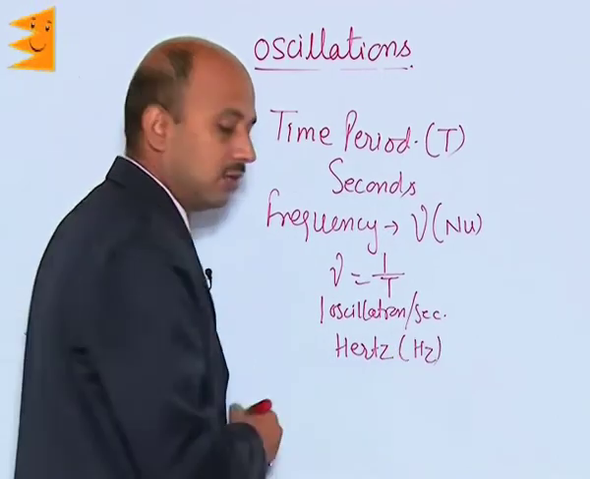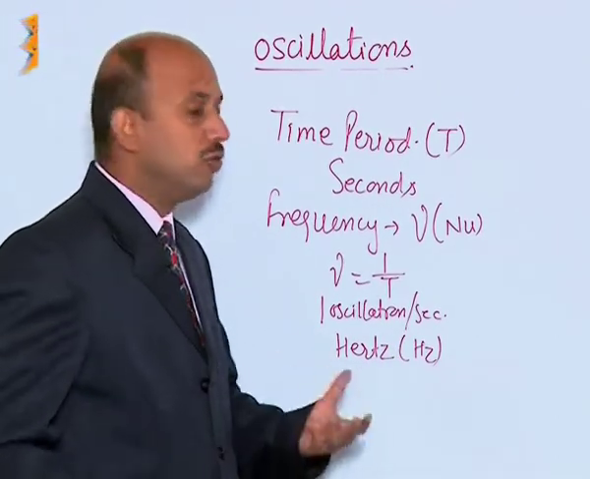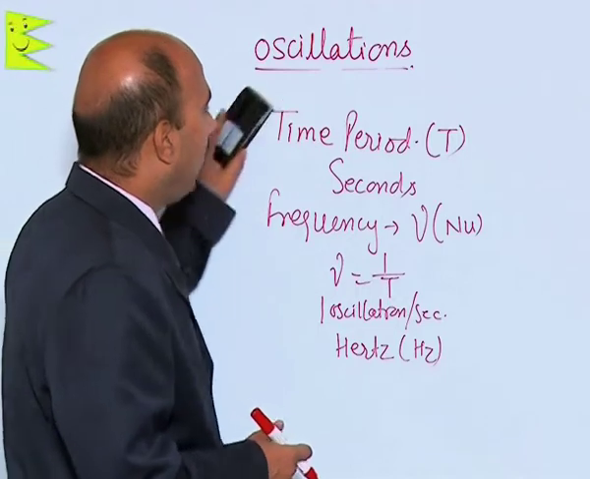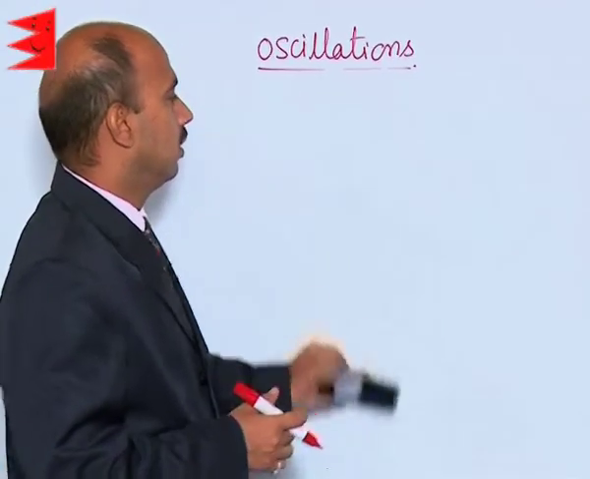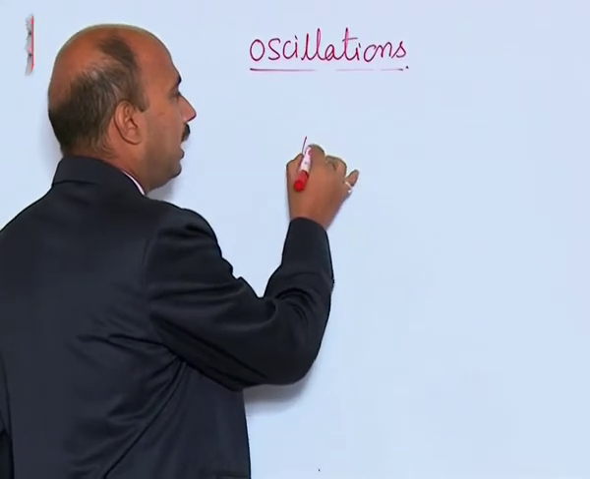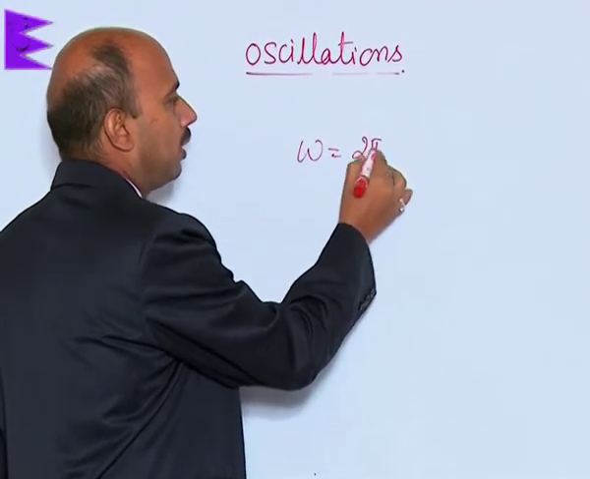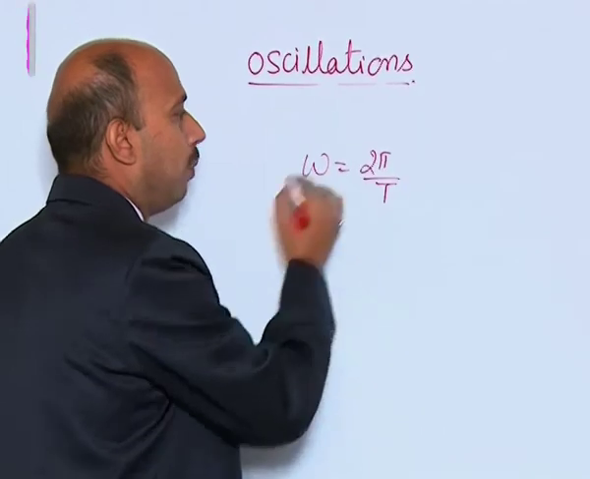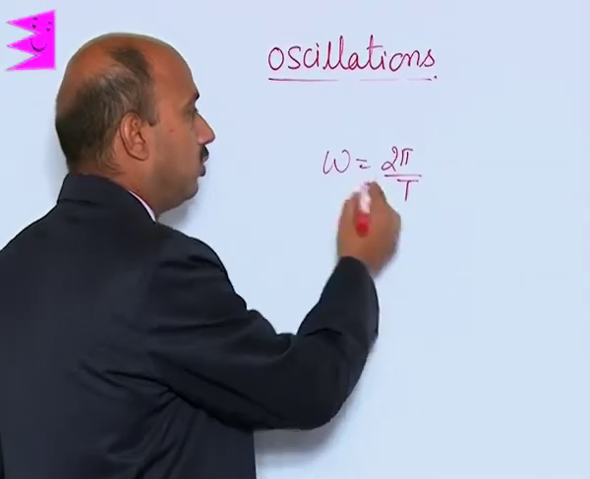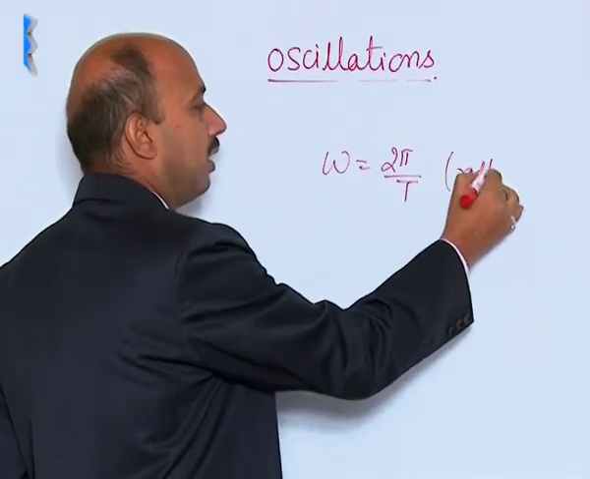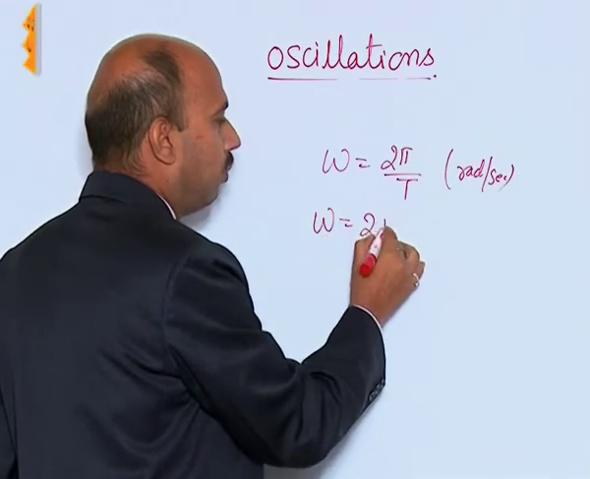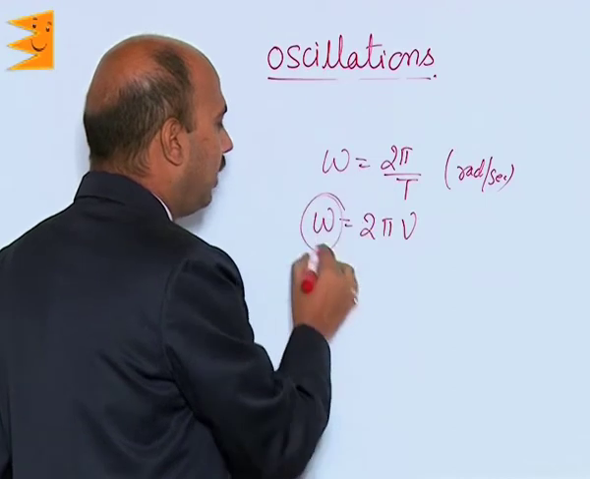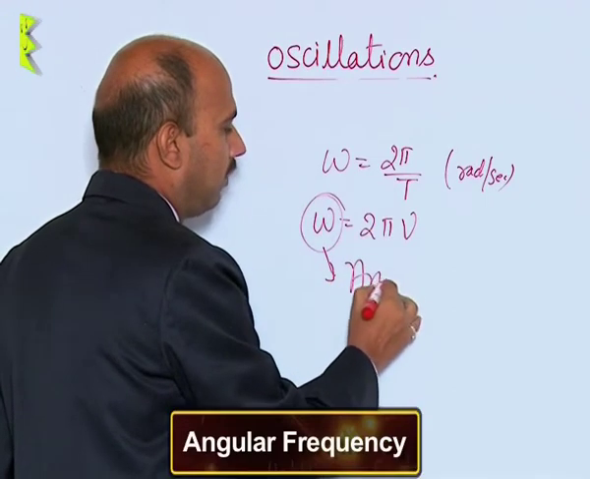Now you can also write angular frequency. We know omega is equal to 2 pi upon T. 2 pi is an angle in radians, so its unit is radian per second. We can also write omega is equal to 2 pi nu, and this quantity is known as angular frequency.